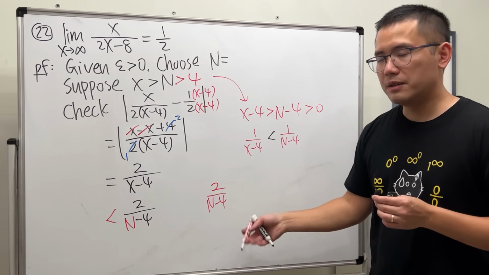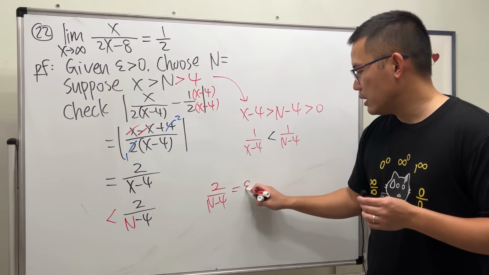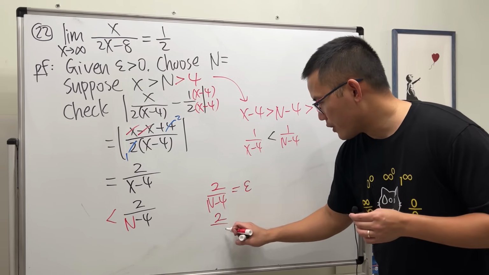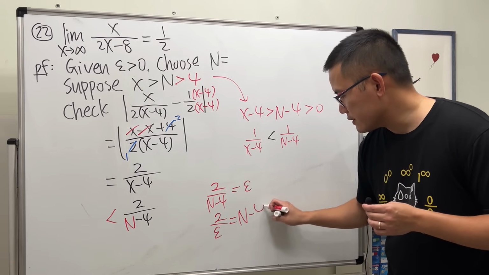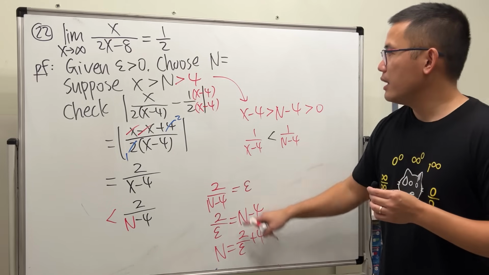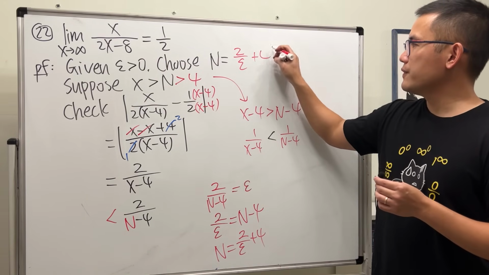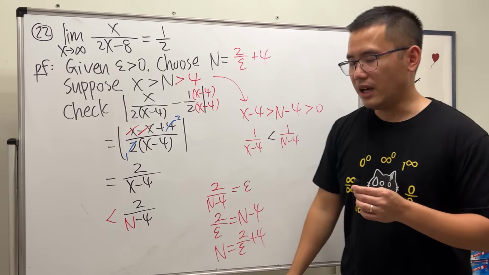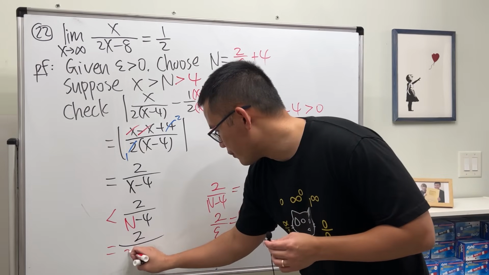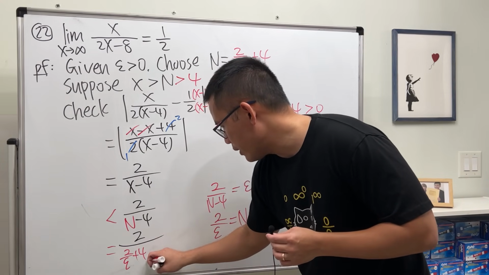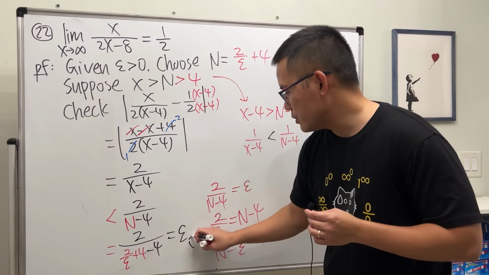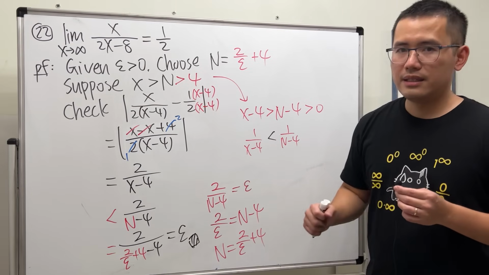Again, once you have the expression in terms such as n, set it to be epsilon. Divide and multiply this thing, so we have 2 over epsilon equals n minus 4, and n will be 2 over epsilon plus 4. Put it here, 2 over epsilon plus 4. Told you. Yeah. So this is equal to 2 over 2 over epsilon plus 4, and after that we have the minus 4. Work that out, you will see this is going to be just epsilon. Yeah, 2 more.